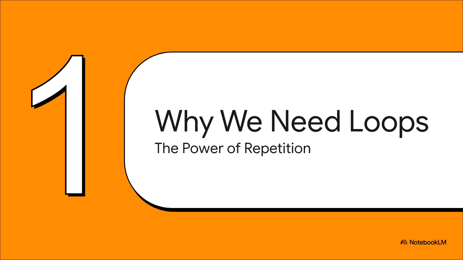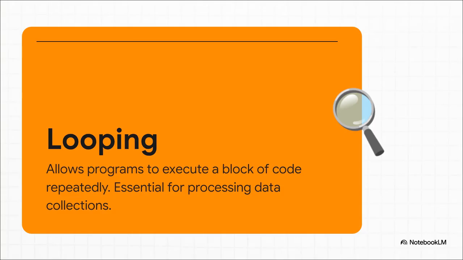Section 1. Let's really get into why this whole idea of repetition is so incredibly powerful in the first place. At its heart, looping is just a structure that lets a piece of code run over and over again. But don't let that simplicity fool you. This isn't just for counting. This is how your music app goes through a playlist, how your social media feed keeps loading new posts when you scroll, how scientists process mountains of data. It's a fundamental building block of almost all modern software.